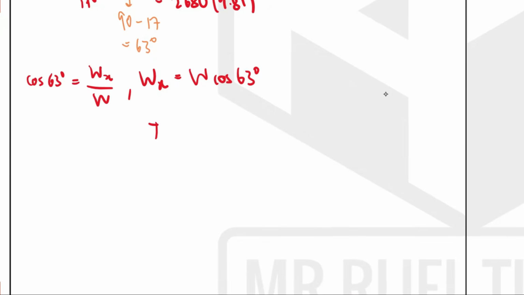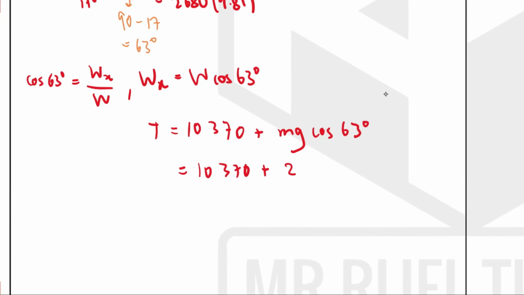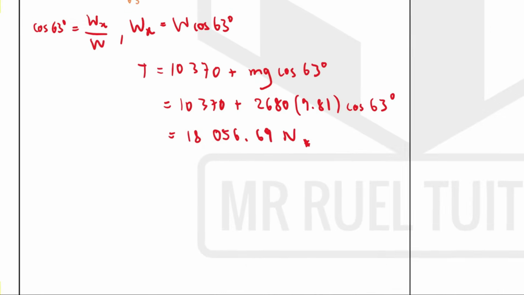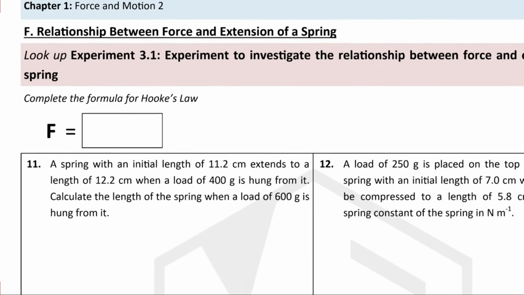So T is equal to 10,370 plus mg cosine of 63 degrees, and this will be 10,370 plus 2680 times 9.81 times cosine of 63 degrees, and the sum is 18,056.69 newtons.